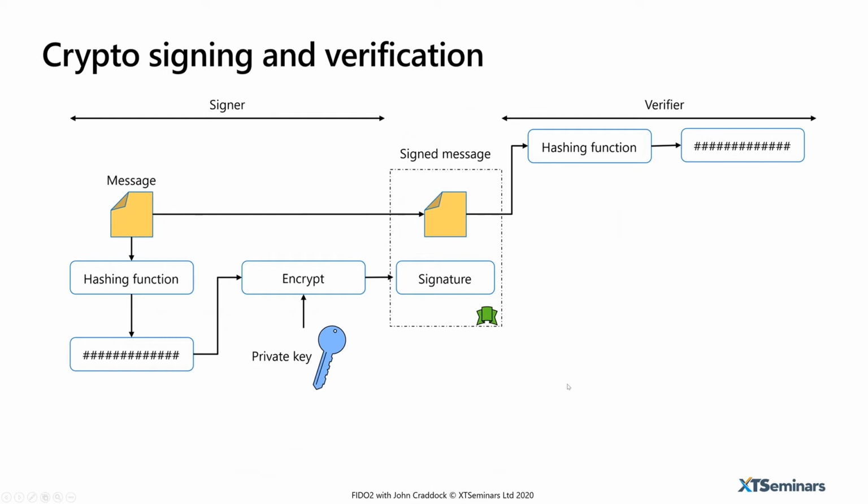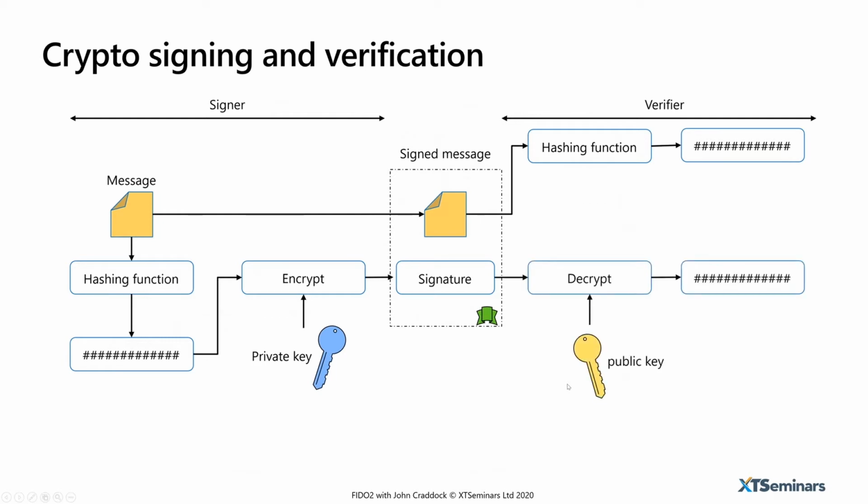But how can the verifier prove that? Because it can't go back to the signer and say, is it the same hash? So what the verifier does is take the signature, decrypt it with the user's public key, and having decrypted it, has now got back the hash that the signer put into the message. And if the one that the verifier has computed and the one that the signer sent match, then it proves two things. It proves, number one, the sender of the message has the private key, which is associated with the public key, and also that the message has not been tampered with.